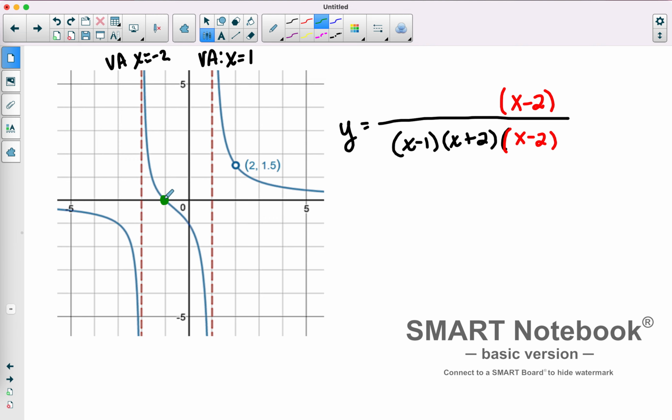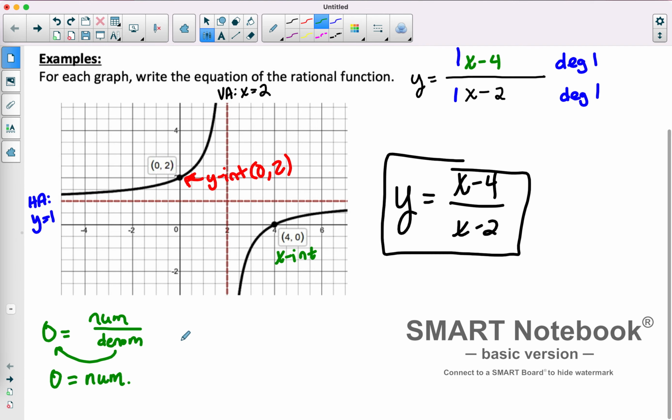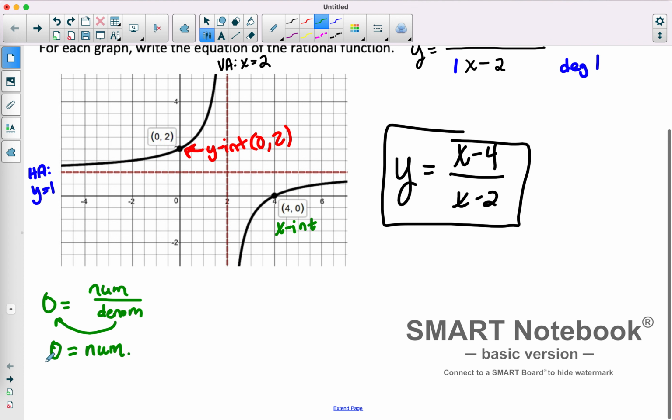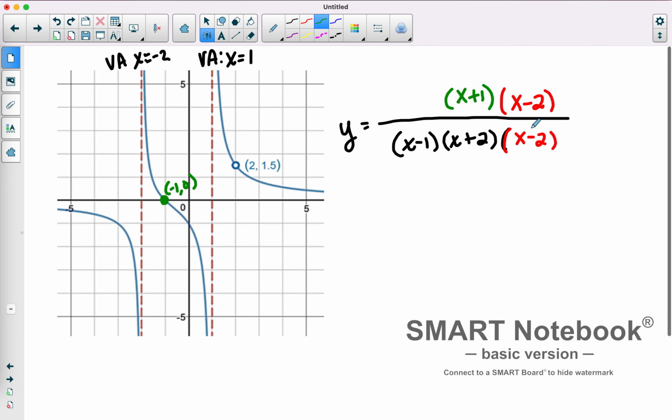There's also an x-intercept at negative 1. So I know it would have an x plus 1 factor in the numerator. Remember, the numerator shows you the x-intercepts because that's when the fraction would equal 0. This hole is already going to cancel out. It would disappear when we reduce the function. So x plus 1 is the only other factor in the numerator that would make this x-intercept. There are no other x-intercepts.